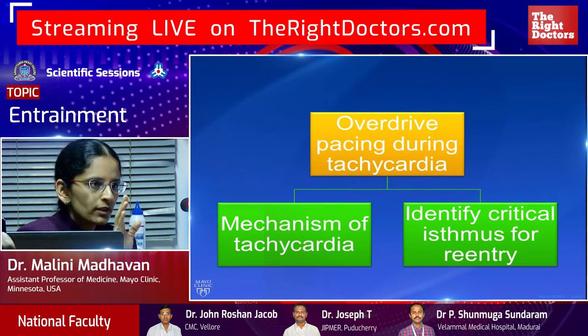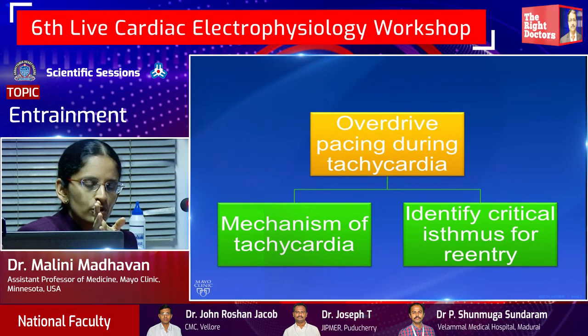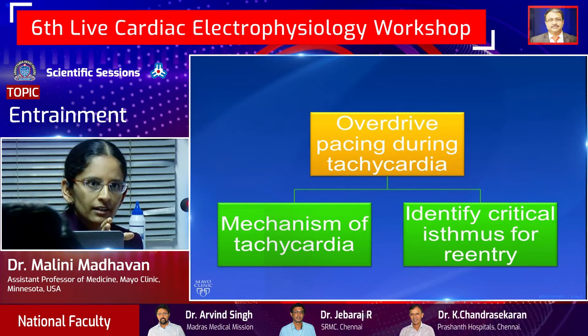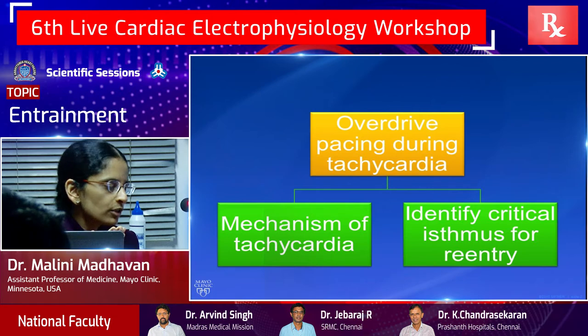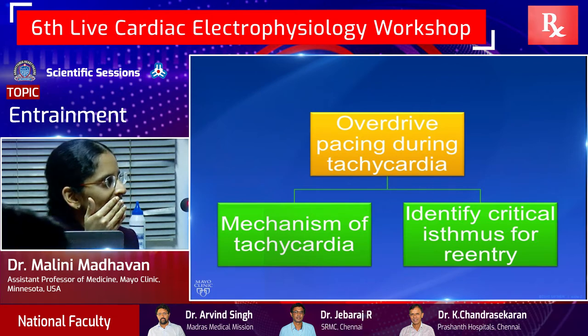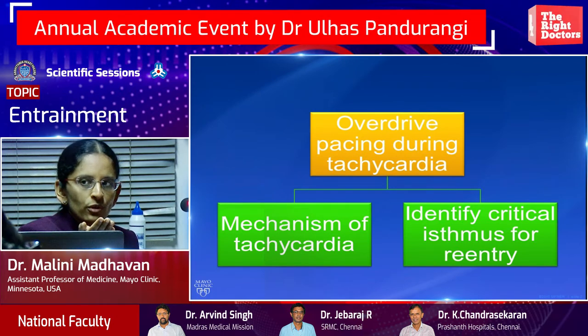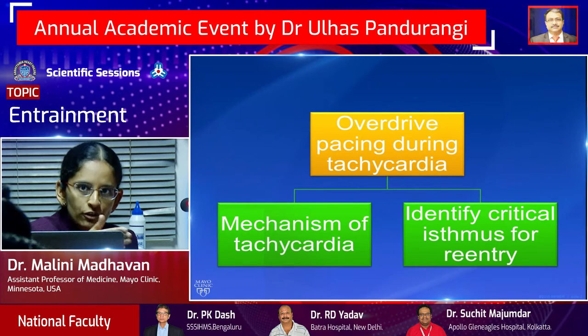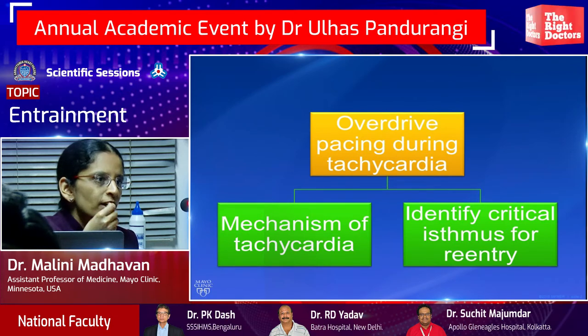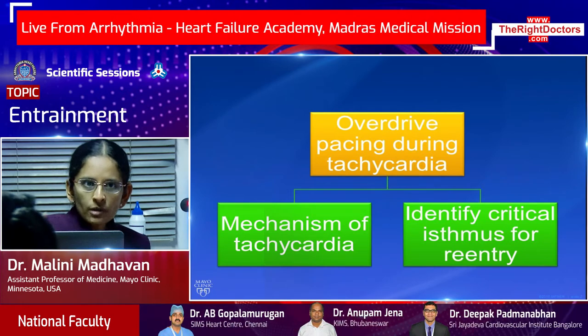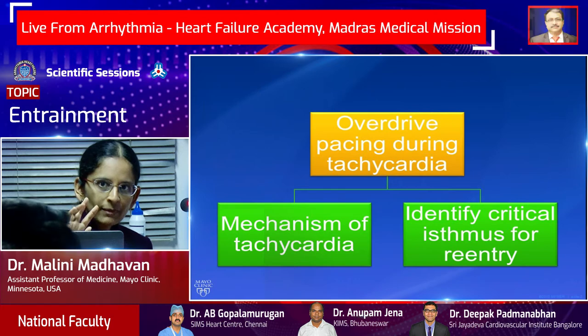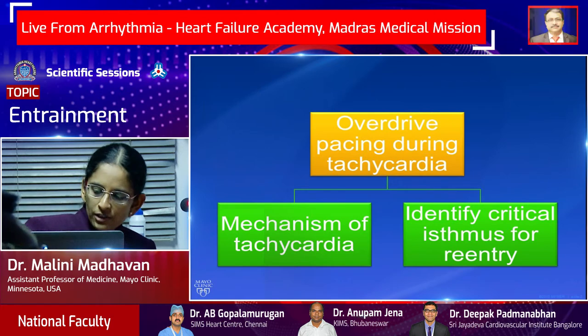When you're trying to do overdrive pacing, the first thing you want to know is the mechanism of the tachycardia, because that really determines how you're going to approach the mapping and ablation of this tachycardia. The second part, once you know the mechanism is some sort of re-entry, is that it can be used to identify the critical isthmus: where do you want to ablate and where do you not want to ablate. So we'll talk about these in two parts. First the mechanism, and then trying to figure out where the circuit is.